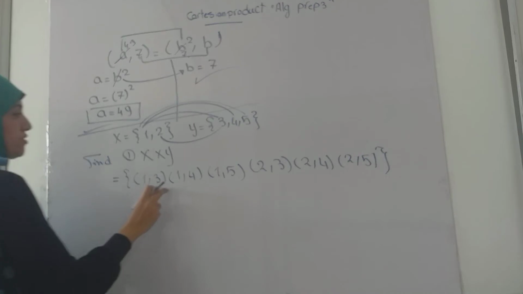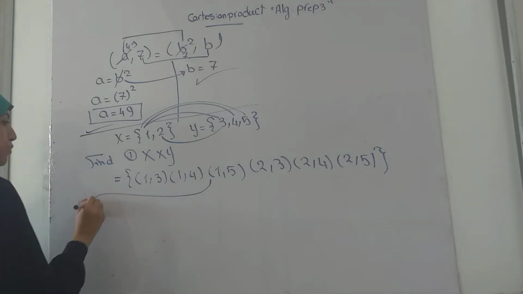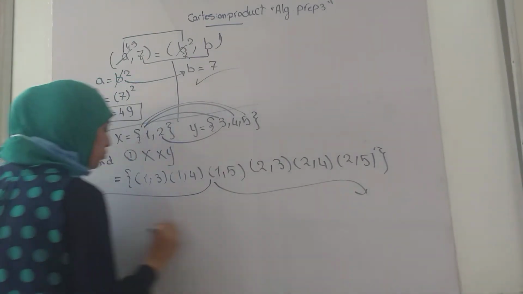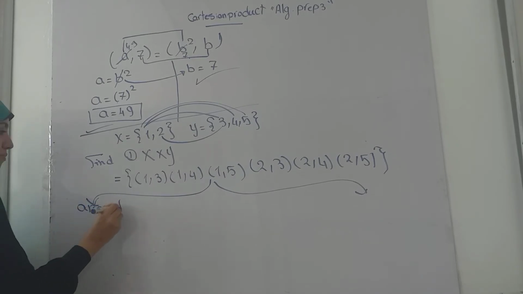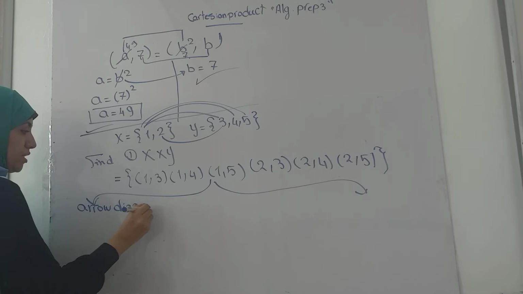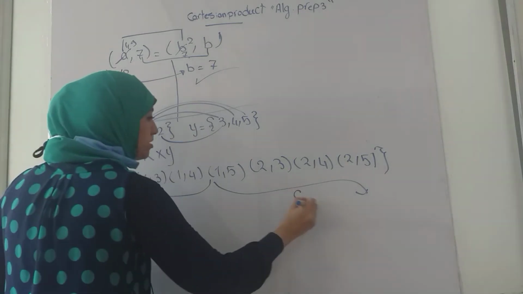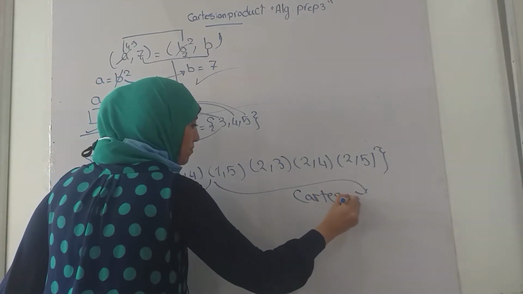We can represent this Cartesian product in two ways. What are the two ways? The first way is called arrow diagram, and the second way is called Cartesian diagram.